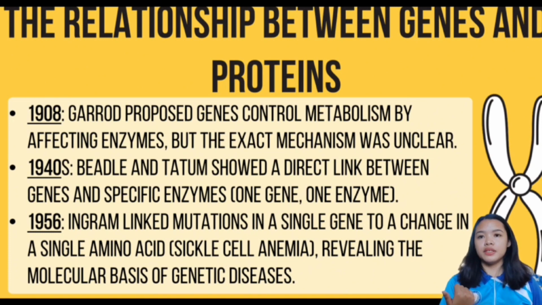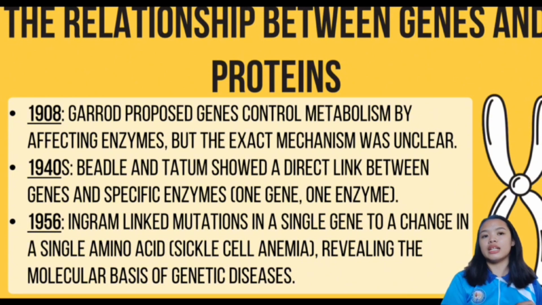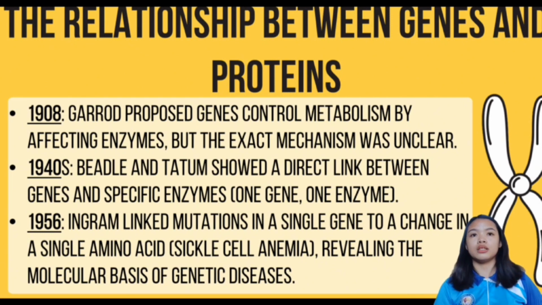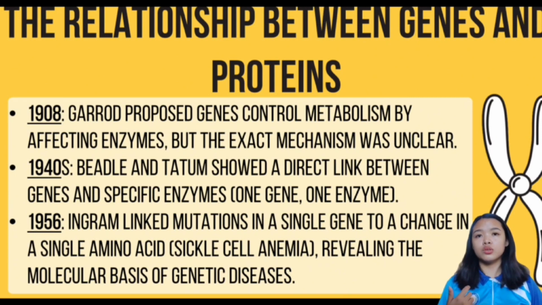In 1956, Ingram linked mutations in a single gene to a change in a single amino acid. Amino acids are the building blocks of proteins. During the gene mutation, something happened that changed the amino acids, which resulted in sickle cell anemia. Here we see the relationship between genes and proteins, because whatever is happening in genes affects the proteins as well. Genes can control proteins, and they are interconnected to one another.